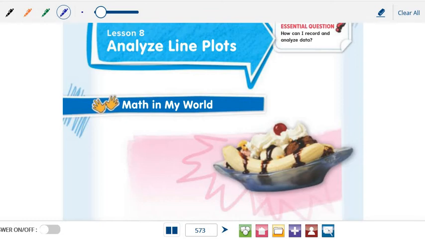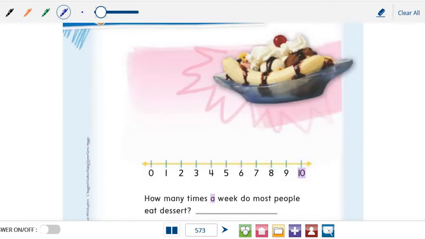Our lesson today is Analyze Line Plots. In the last lesson, we learned how to make a line plot. Today, we are going to learn how to analyze a line plot. Let's start with the first activity.